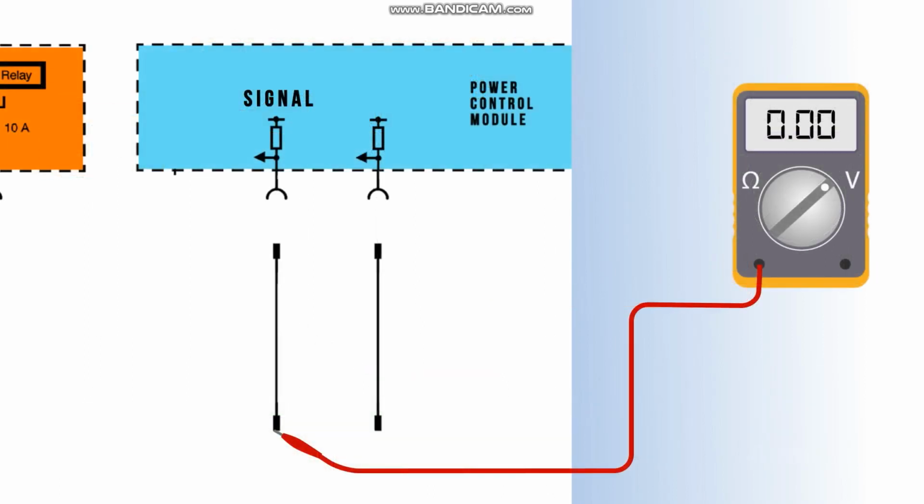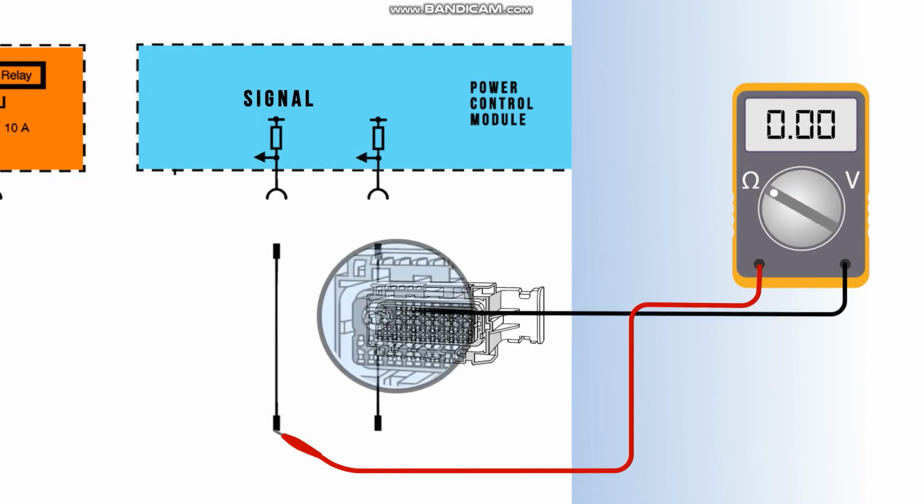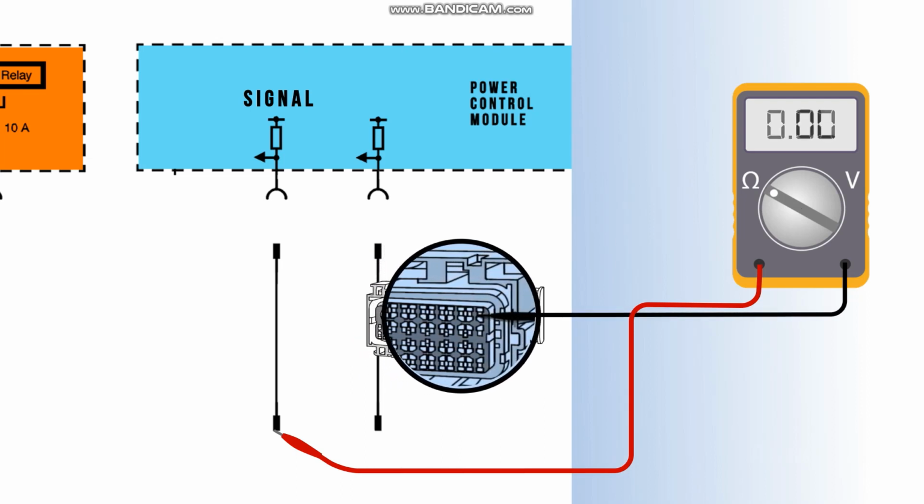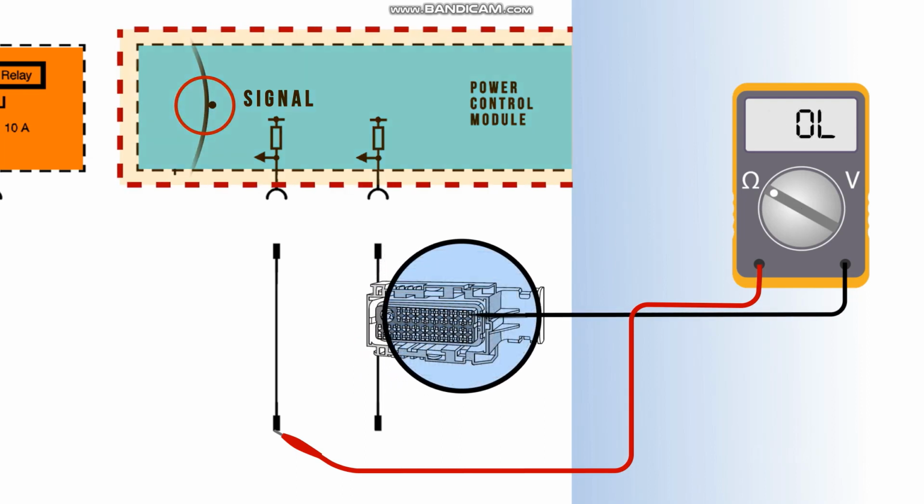To isolate between the two, perform a continuity check between the signal terminal in the MAF connector and all other terminals in the ECM connector. If continuity is not seen, then a short to voltage in the ECM can be confirmed.